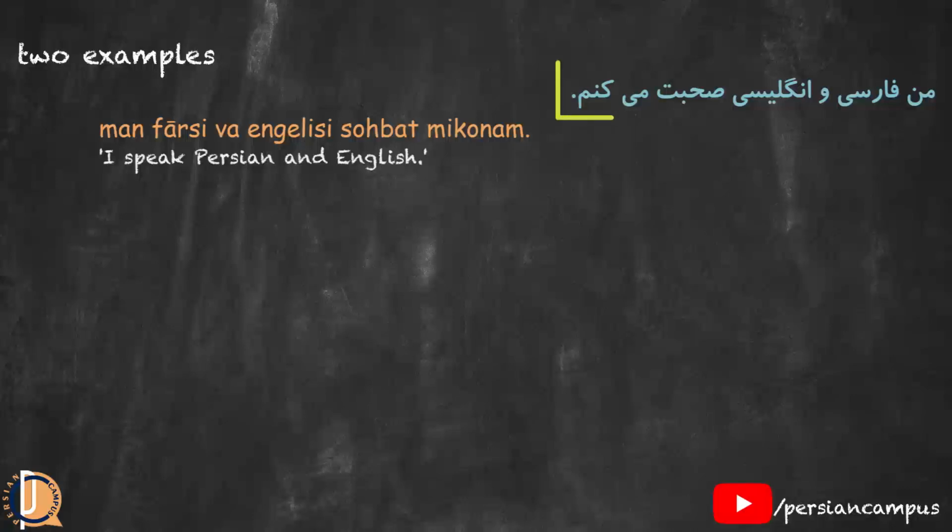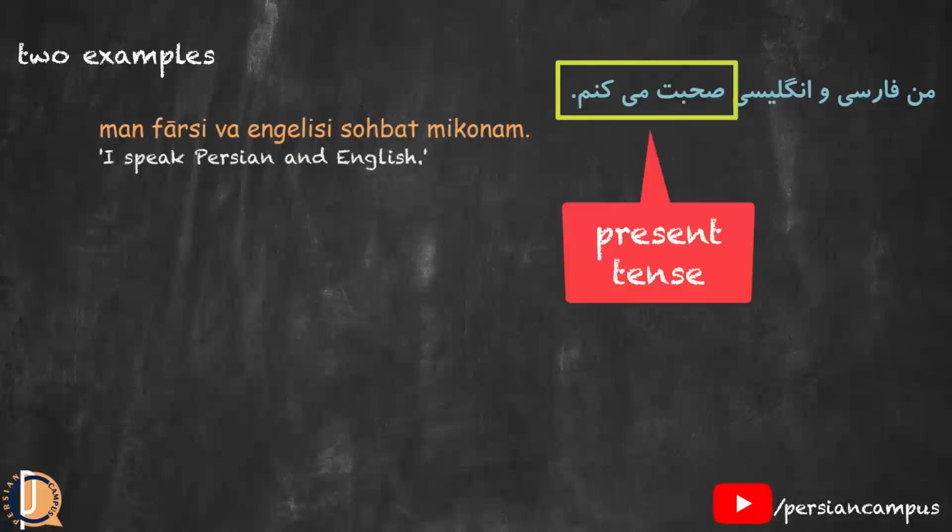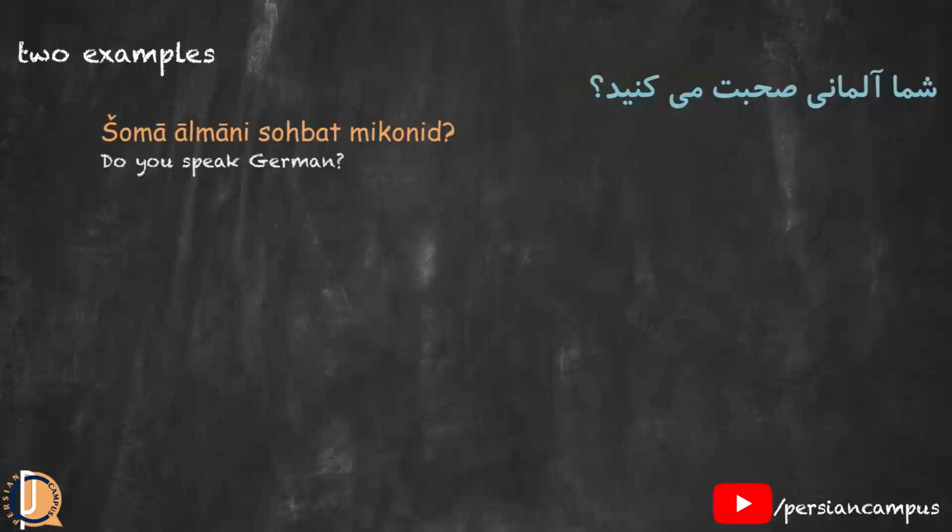This verb is not only a verb in present tense using the infinitive form of the verb کردن, but also it is a compound verb. صحبت کردن. Next one. شما آلمانی صحبت میکنید؟ As you can see, both these sentences have the same verb, but it is conjugated differently. The conjugation of the verb depends on the subject in the sentence.